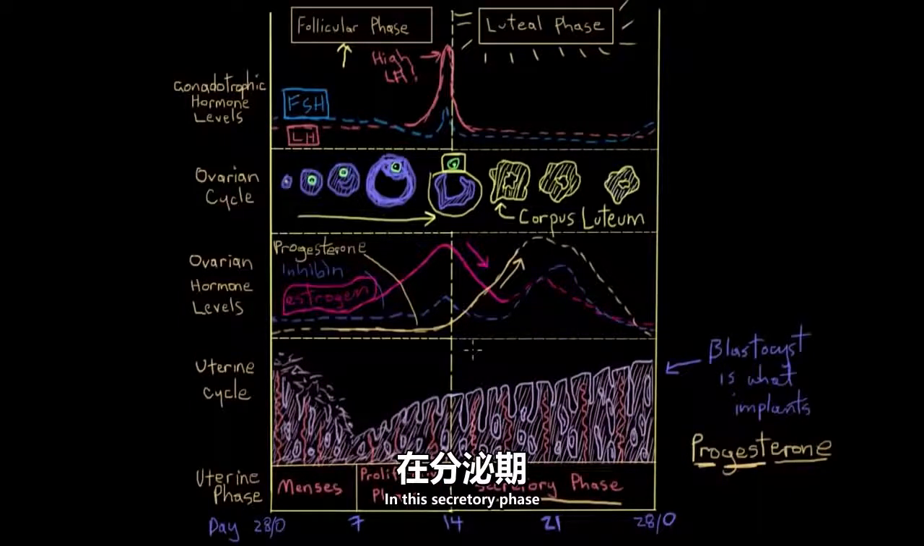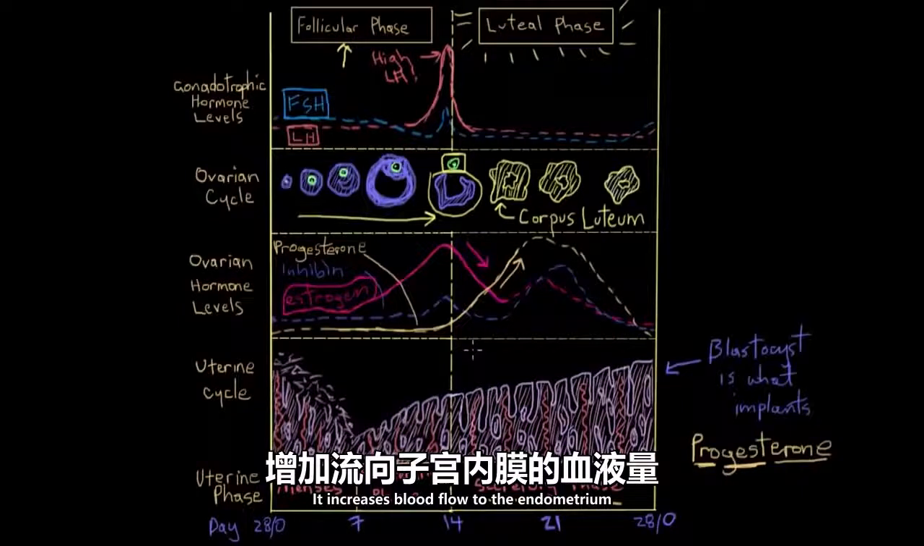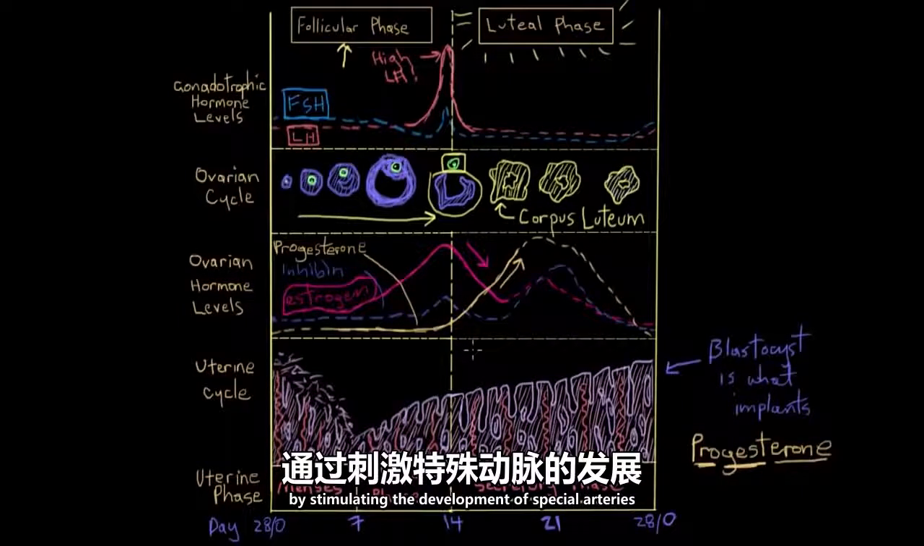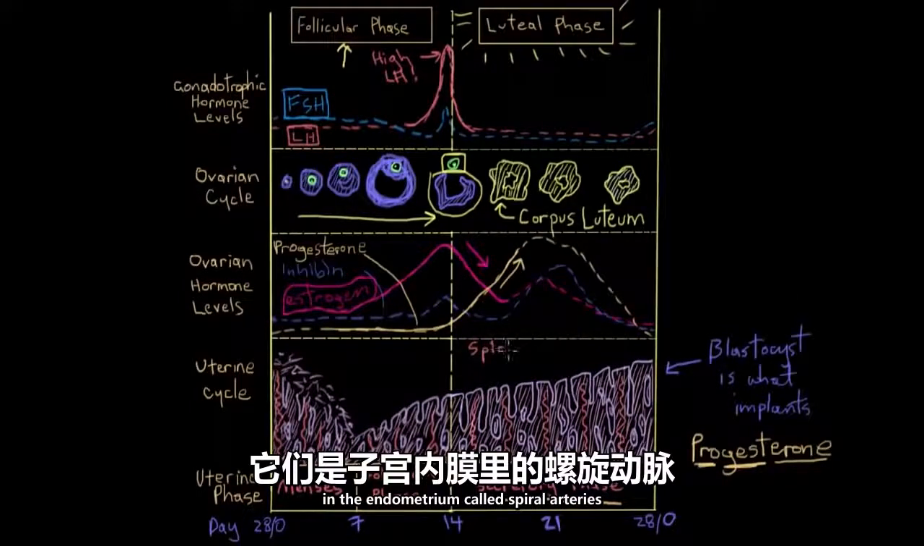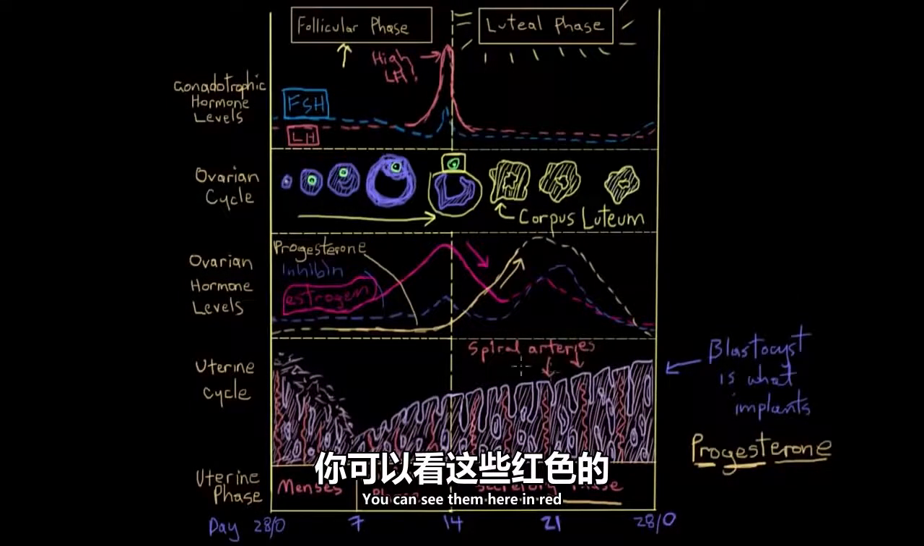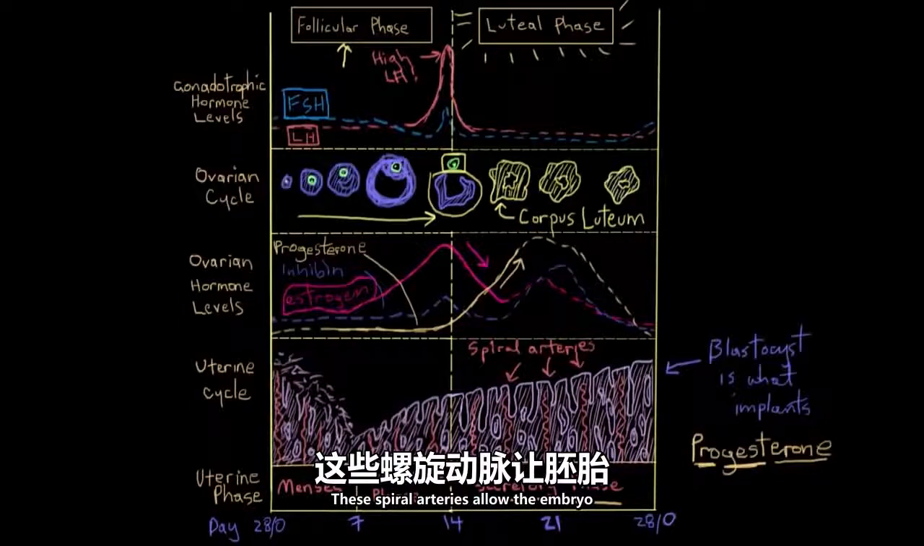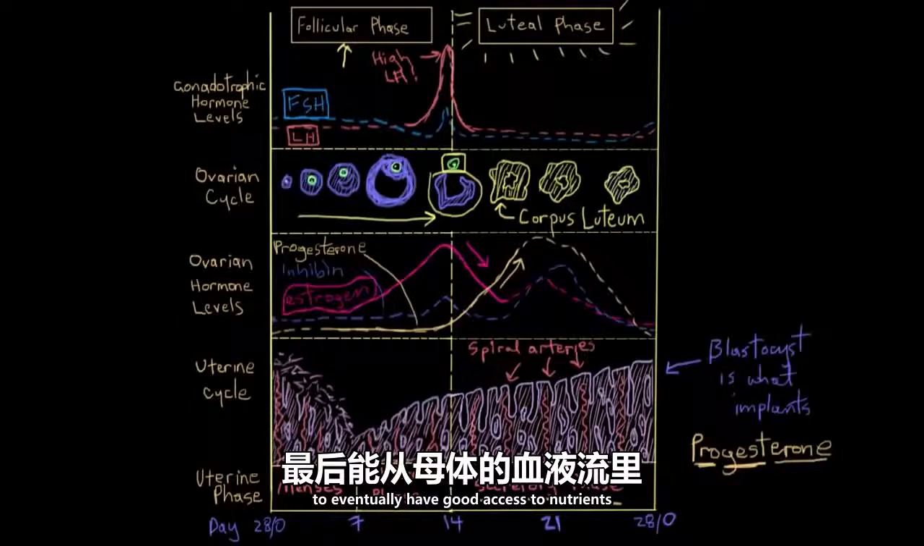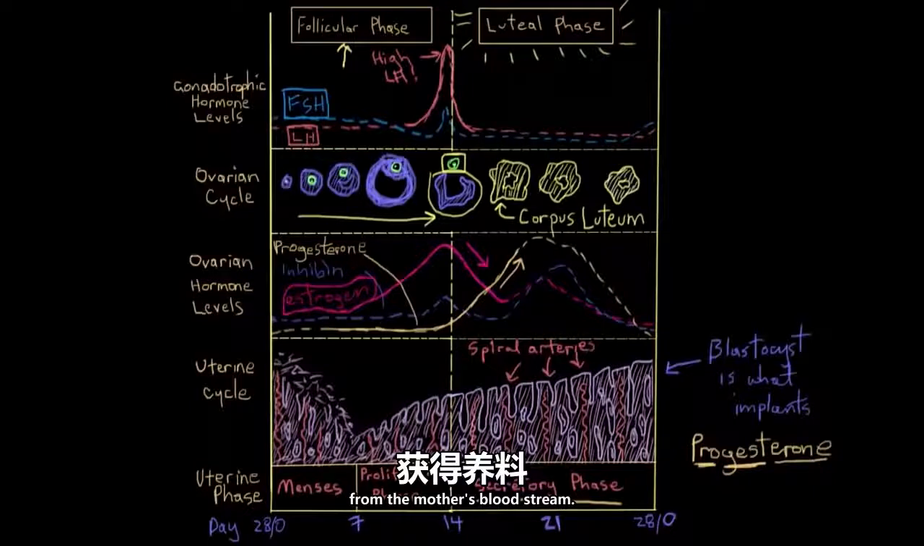And in this secretory phase, progesterone does a few things. It increases blood flow to the endometrium by stimulating the development of special arteries in the endometrium called spiral arteries. And so you can see them here in red. And these spiral arteries allow the embryo to eventually have good access to nutrients from the mother's bloodstream.